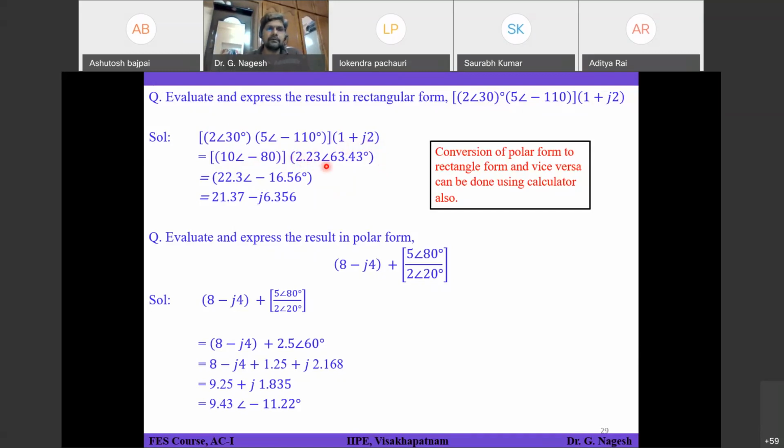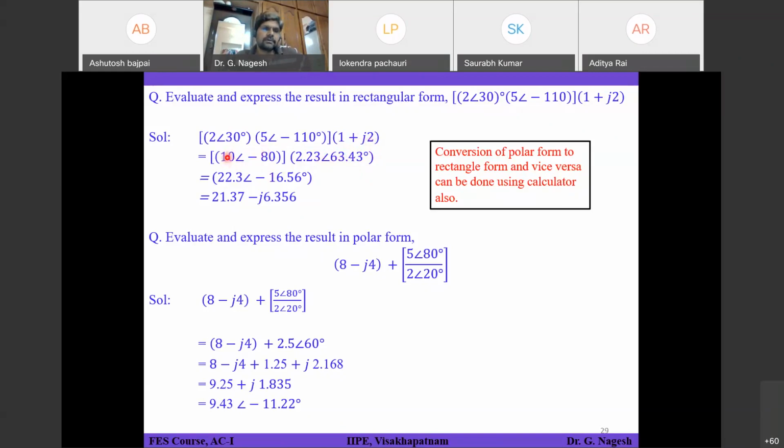When you talk about angle, what will that be? It should be tan inverse of 2 by 1, which is nothing but tan inverse of 2. So what is that value? 63.43 degrees. If this is a plus sign here, you will get plus here; if you have a minus sign here, you will get a minus sign here. Since it is 1 plus j2, it is tan inverse of 2 by 1. Whatever you get, that will be this value.